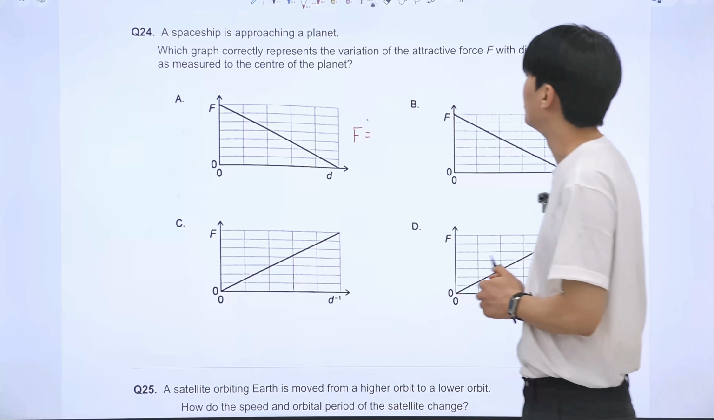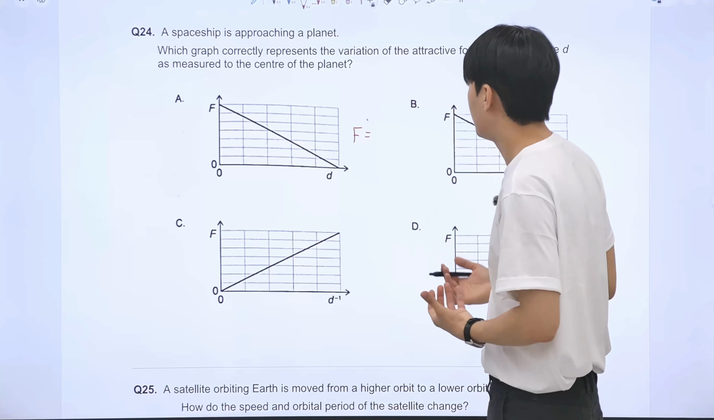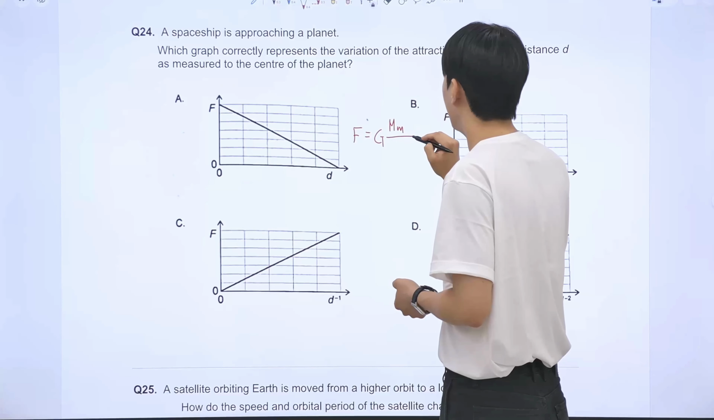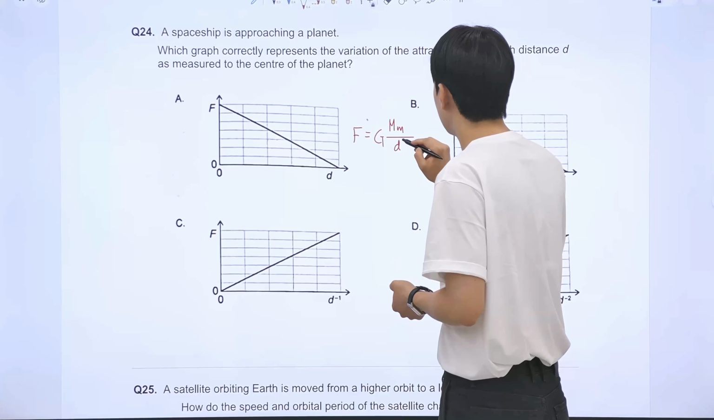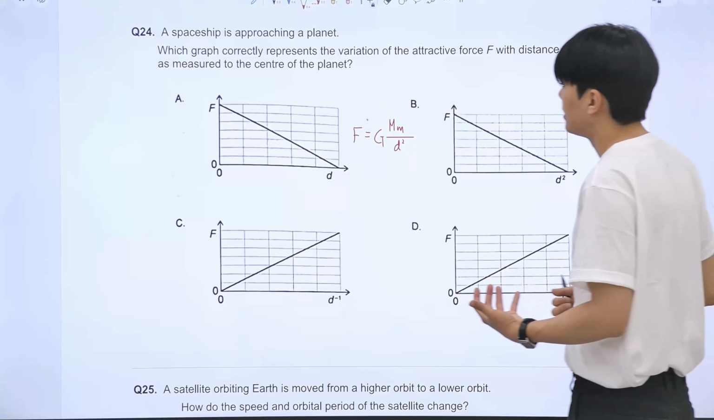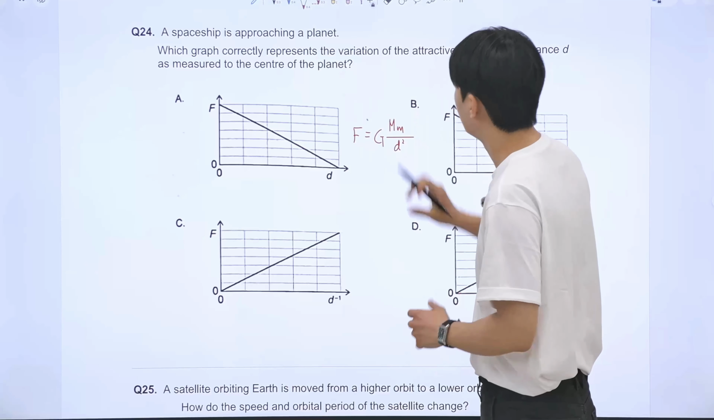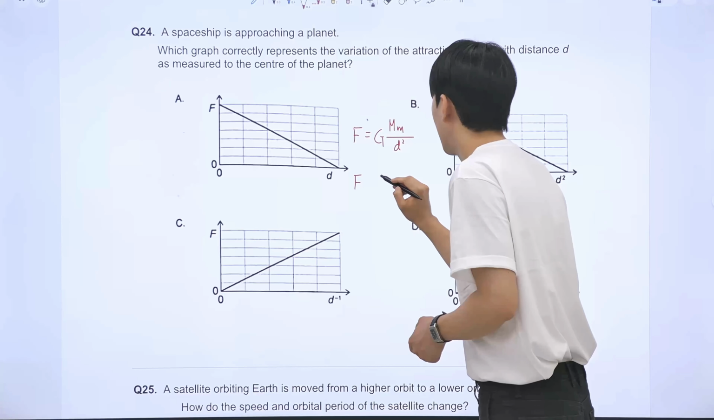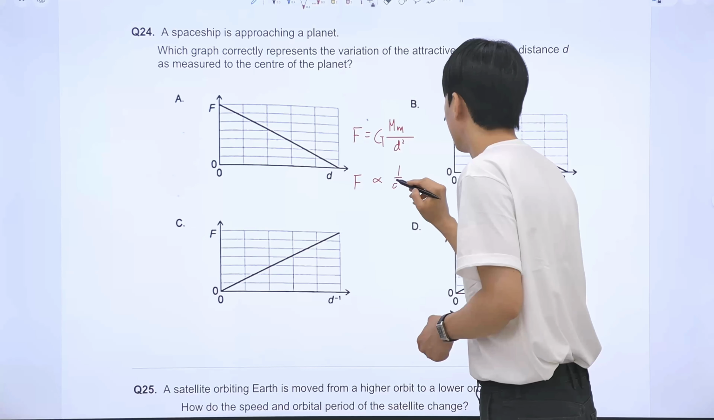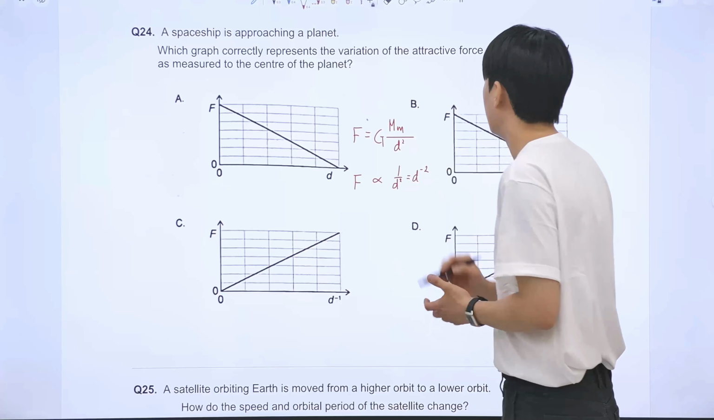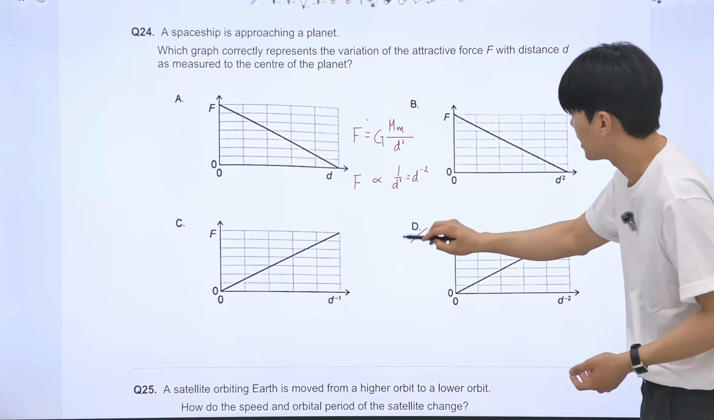Okay, so let's think about what the gravitational force equation is. That's G m M over r squared. But in that case, we replace r with d squared, right? So if you see that, we notice the relationship between the force and the distance squared: F is proportional to 1 over d squared, right? So 1 over d squared is essentially d to the negative 2, which is the answer in that case.